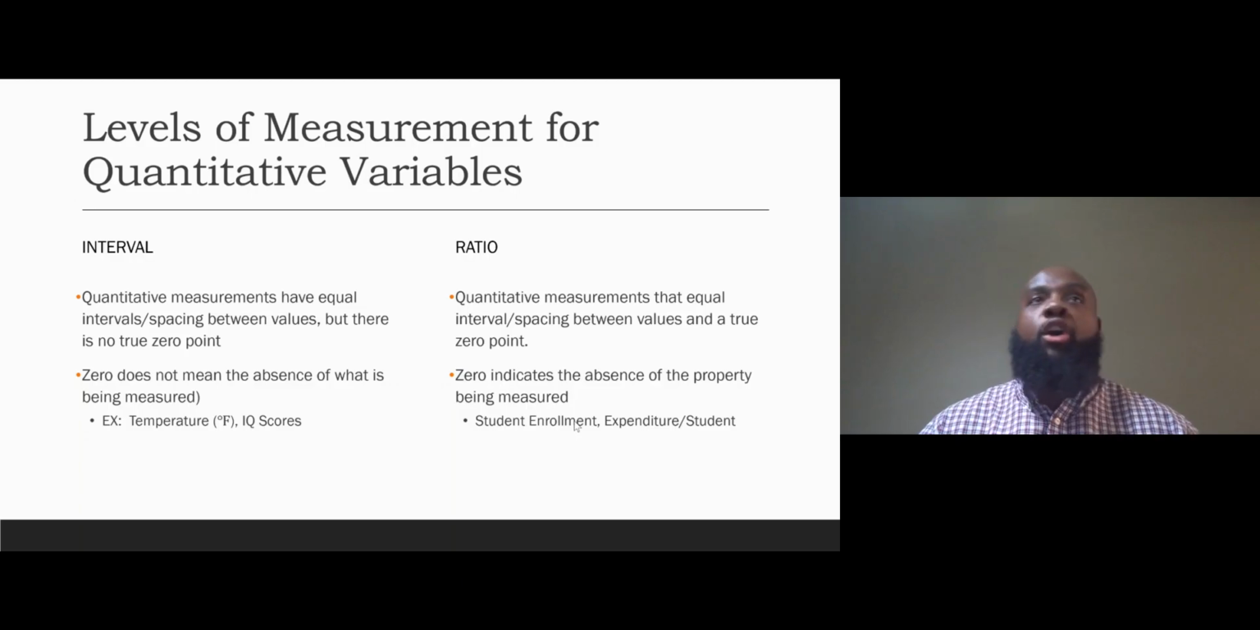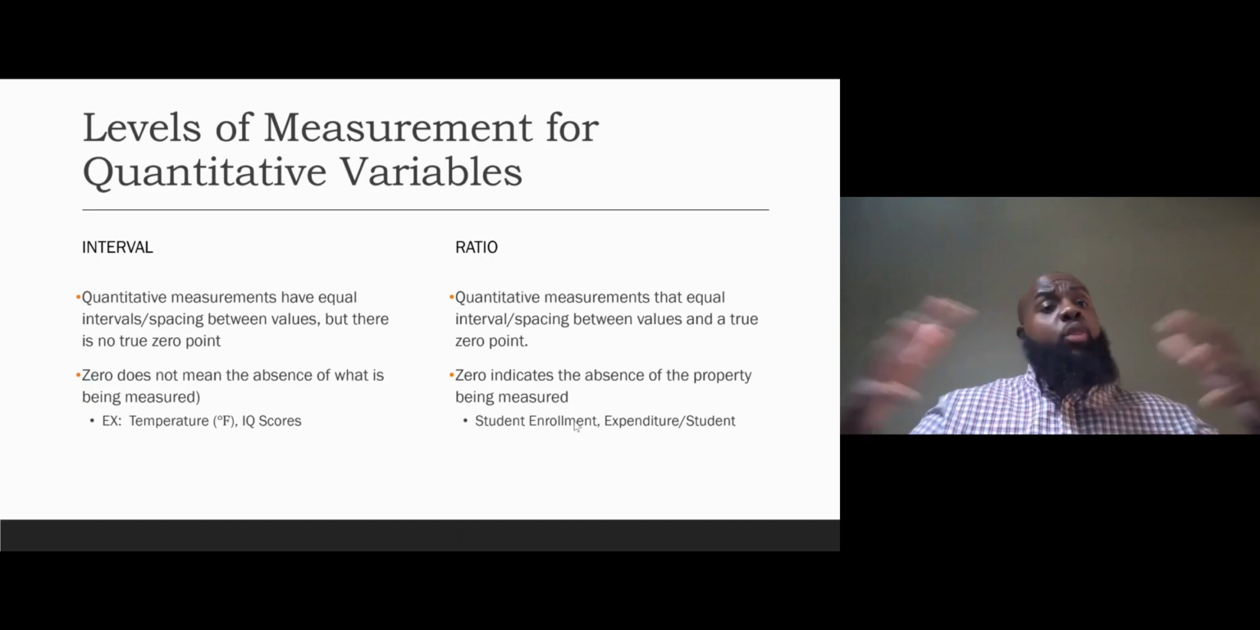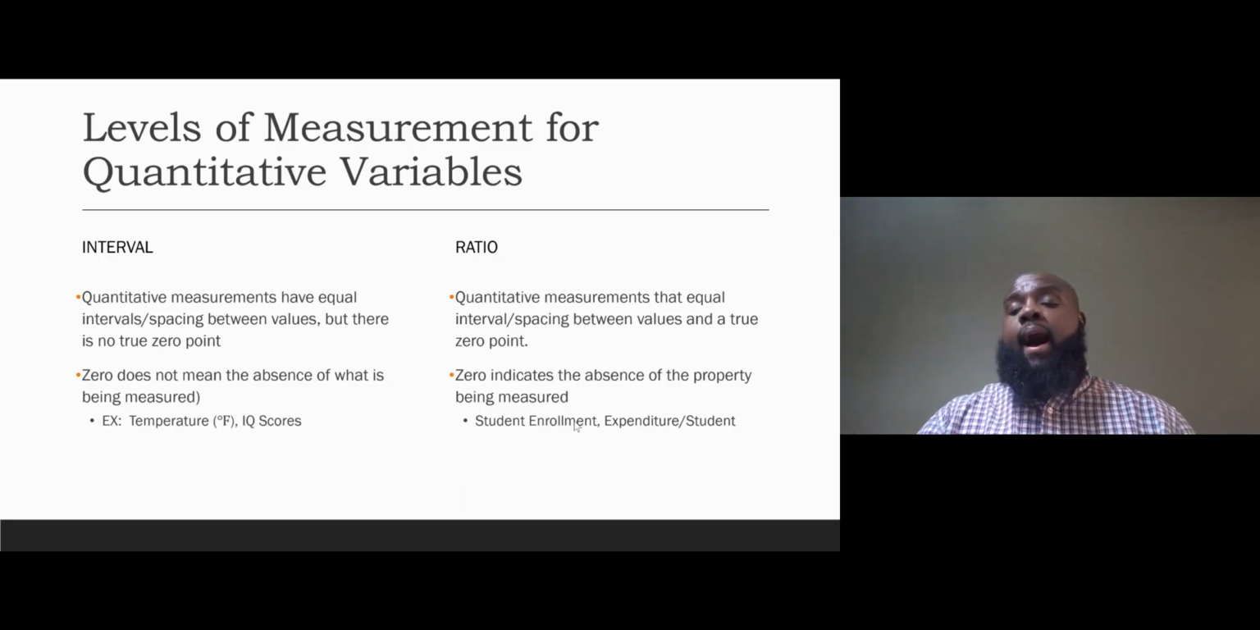The expenditure or amount you spend per student, if that value is zero, that means there is an absence of that actual property, which is the expenditures, right? And so with ratio variables, we can do a division and see how many times greater or how many times less one individual is compared to another. And so those are our levels of measurement.